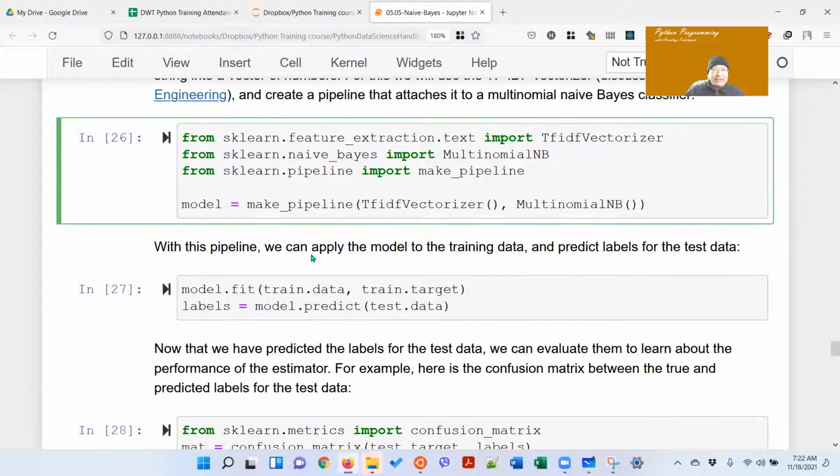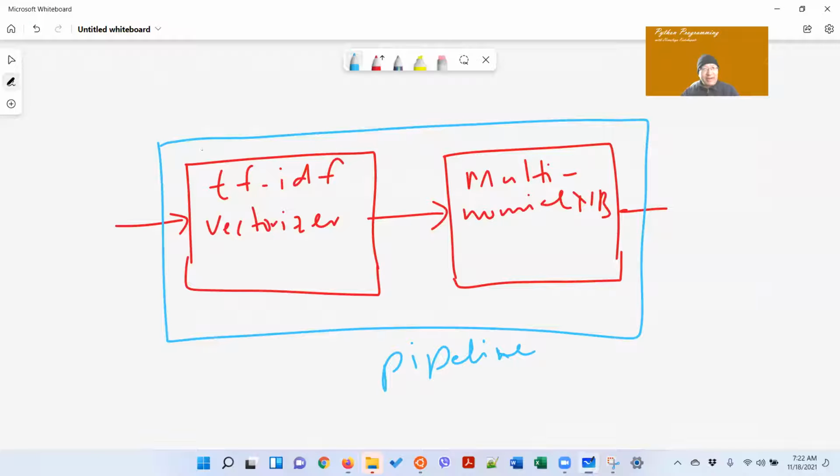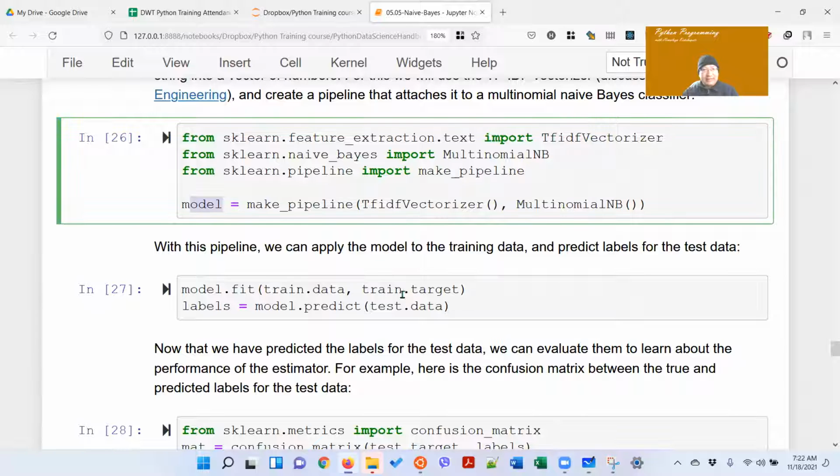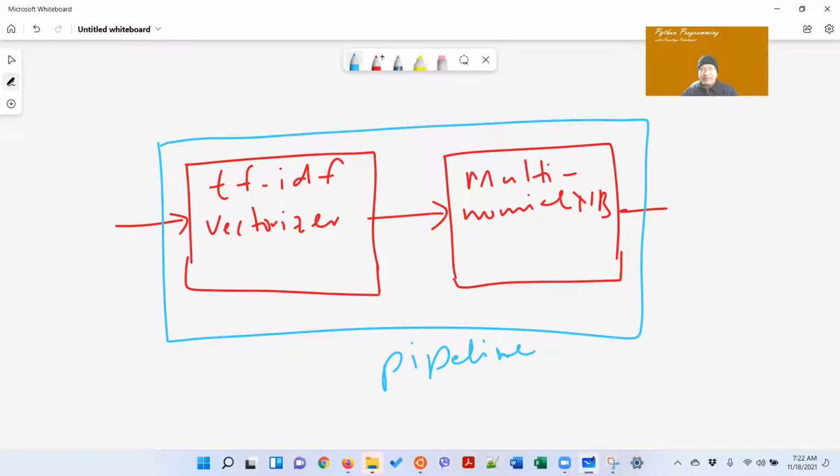So with this pipeline, we can apply the model to the training data and predict labels for the test data. This is our model. The whole thing is the model. Your pipeline is your model. As a whole, we can take it as one model. This whole thing is our model.